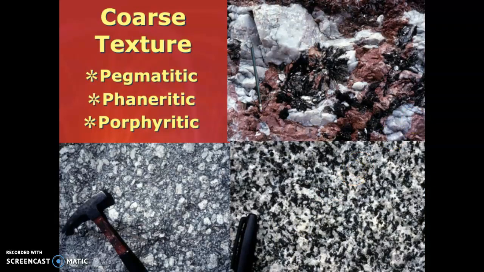Coarse texture means that we can see all of the crystals in the rock. And we have three examples here. The upper right is more specifically pegmatitic because the crystals are very large. They're bigger than an inch. The lower right is kind of a standard coarse texture, which we call phaneritic.